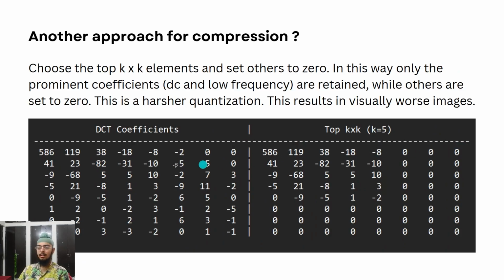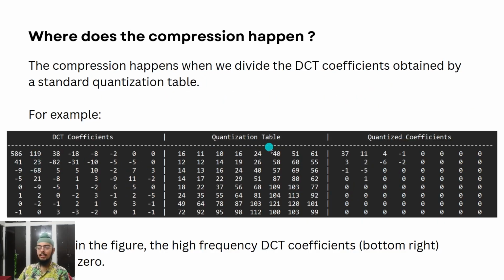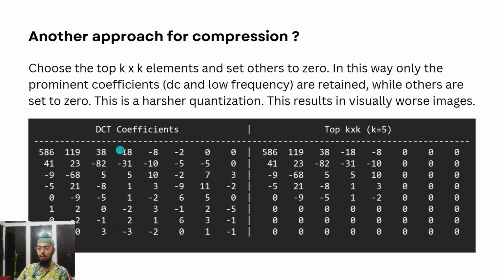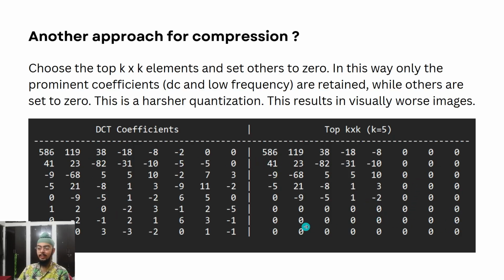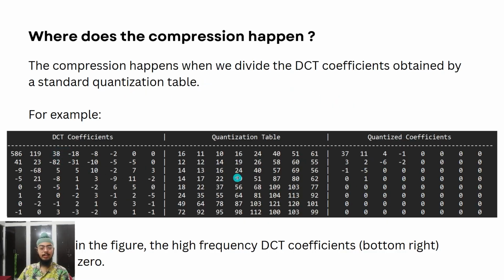Now, what is another approach for compression? These were the standard quantization tables. Rather, what we can do is just take the top k by k components of the coefficient matrix. Let's say I choose k equal to 5. So I just consider the top 5 cross 5 matrix from this 8 cross 8 matrix, and we set all the remaining coefficients to 0. We use this as well as the quantization tables in our demonstration.